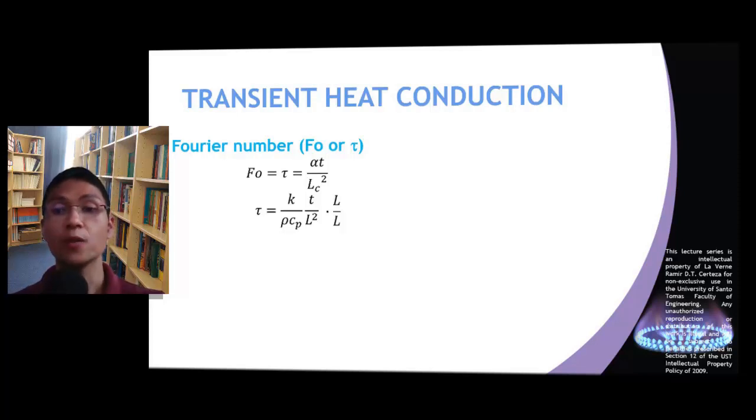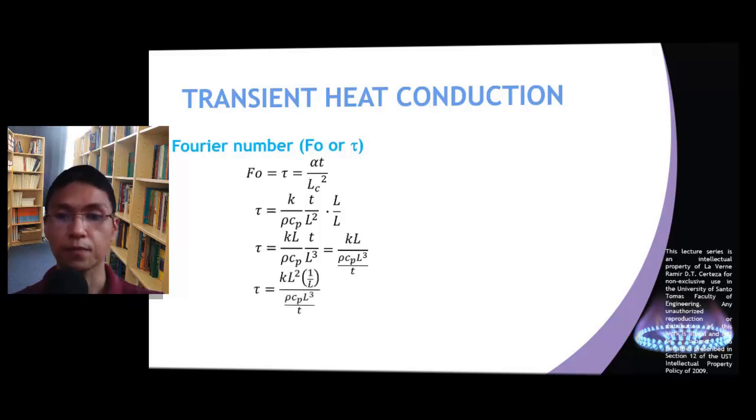Now we can multiply L to both the numerator and denominator, resulting in this form of the equation. But we can move time in the numerator to the denominator of rho times c sub p times L cubed, which will then transform the equation in this way. Next, we know that the length L in the numerator can be found by dividing L squared by L. Finally, by multiplying the temperature change delta T to both the numerator and denominator, we can transform the formula for the Fourier number in this way.